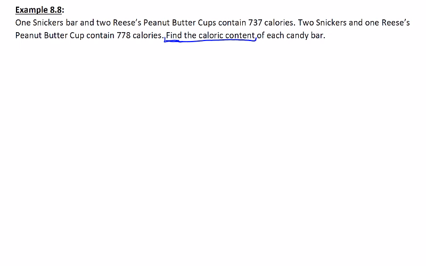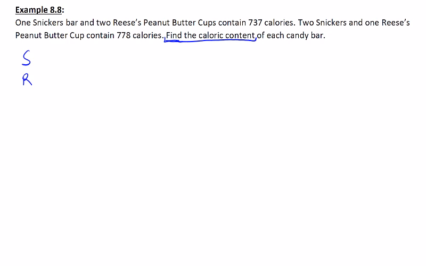There's only 2 types of candy bar here. There's a Snickers and there is a Reese's. And I do understand that it talks about there being 1 Snickers and 2 Reese's and then 2 Snickers and 1 Reese's, but we can assume that each Snickers and Reese's is basically made the same. So we just need to find what the caloric content is of one of them that's a Snickers and one of them that's a Reese's. So for my variables, I'm not going to use X and Y this time. I'm going to use something that's a little more meaningful. I'm going to use capital S and I'm going to use capital R.